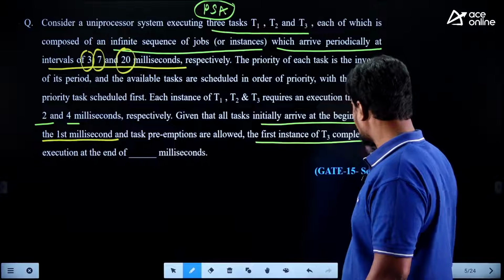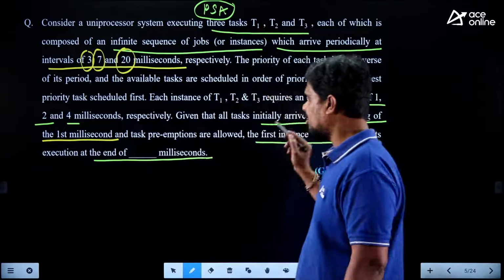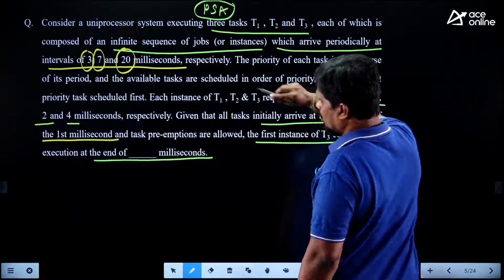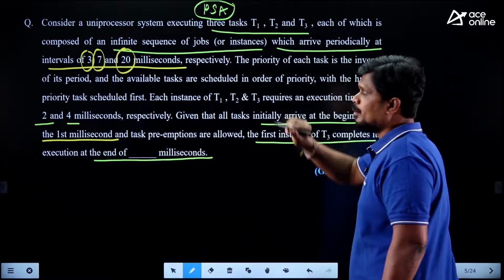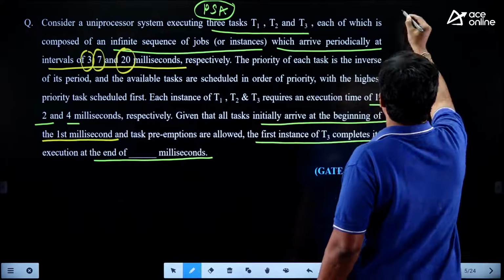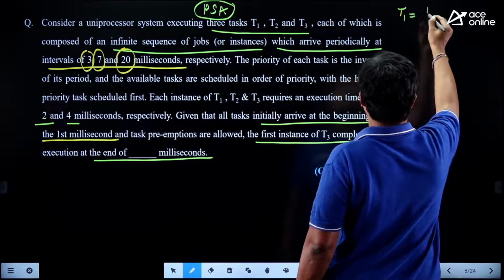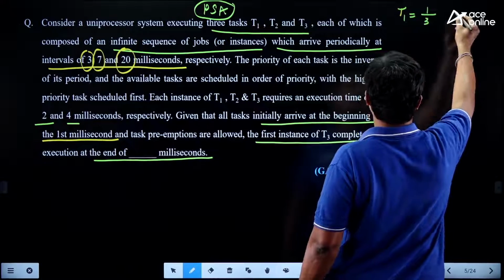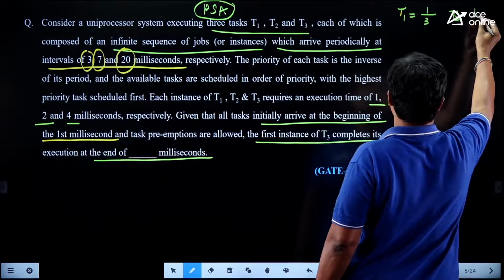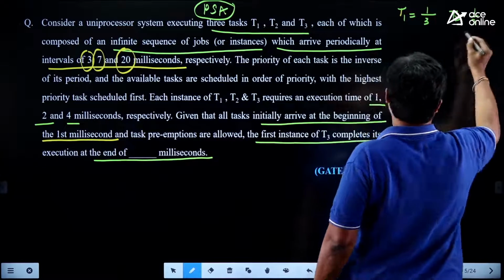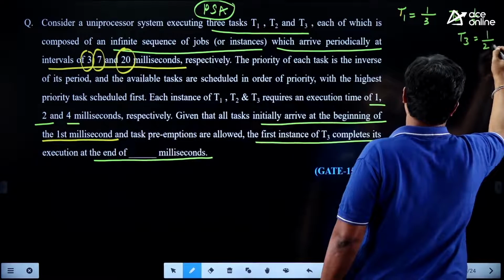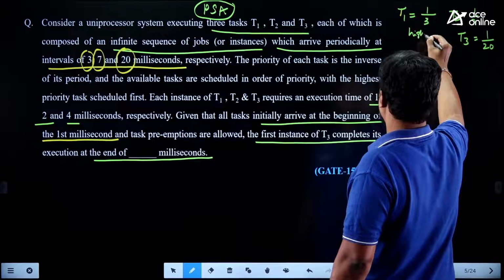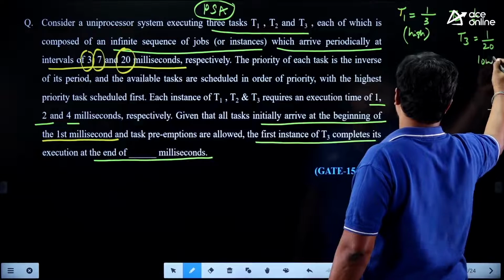Then, the first instance of T3 completes its execution at the end of how many milliseconds? Let's see how we can solve it. First let us calculate the priorities of T1, T2, T3. The priority of T1 is the inverse of its period, that is 1 by 3. The priority of T2 is 1 by 7. The priority of T3 is 1 by 20. So T1 has high priority and T3 has low priority.